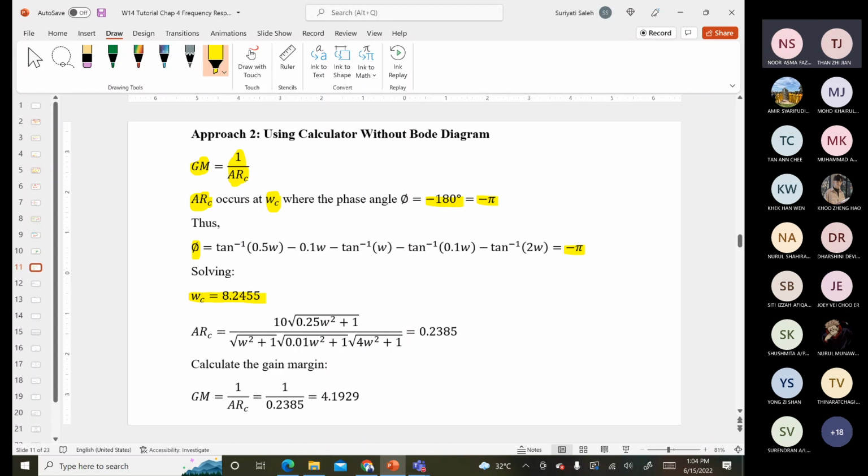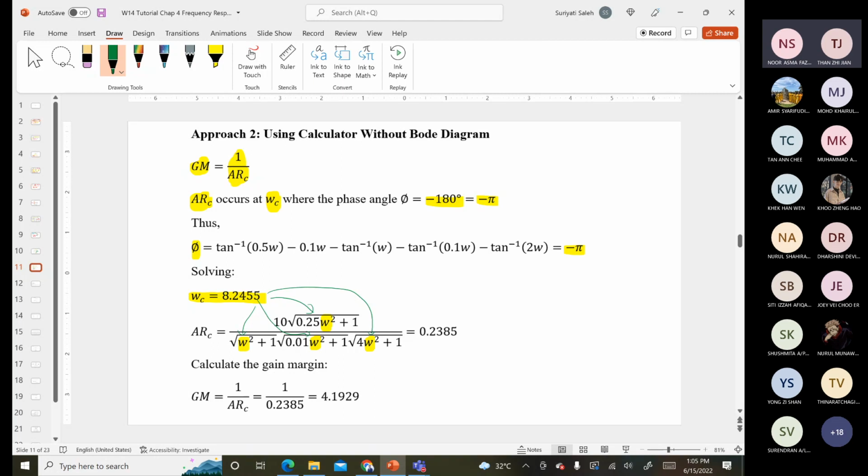So from here, you can see the WC is used at the ARC because we want to calculate the ARC. So this W represents the WC. We put the value inside to determine what our ARC is. For this part, ARC is equivalent to 0.2385. Once we obtain that, we get the GM equal to 4.1929.